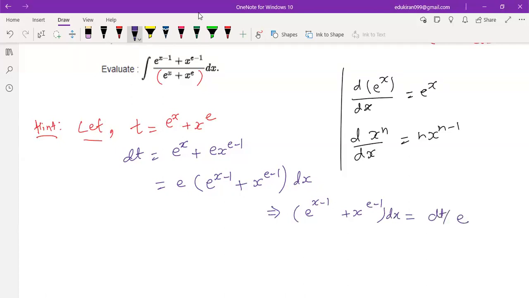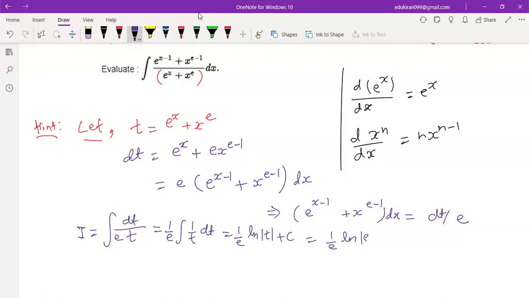So the integration changes into integral of e to the power x minus 1 plus x to the power e minus 1 dx is dt by e, and e to the power x plus x to the power e is t. And e is common, it will come outside. So 1 by t dt. Now what is the integral of 1 by t? Log t, log of mod t plus c. So it will become 1 by e log of mod t, which is e to the power x plus x to the power e, plus c. So this will be your answer.